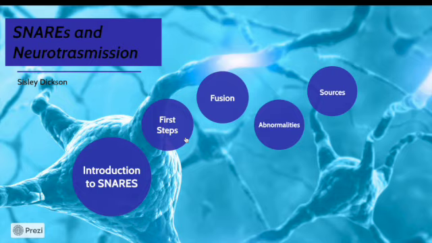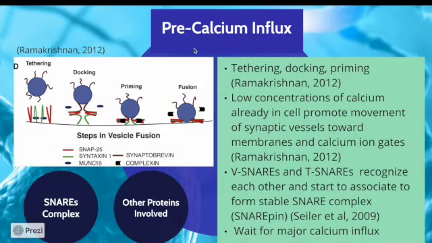So let's go into that a little bit deeper. What are the first steps? Prior to this rapid calcium influx, we have a few key steps: tethering, docking, and priming. There are already low concentrations of calcium in the cell, and that promotes movement of the synaptic vesicles towards the membranes and some calcium ion gates to prepare for fusion. Tethering: they recognize each other, the V-SNAREs and the T-SNAREs.